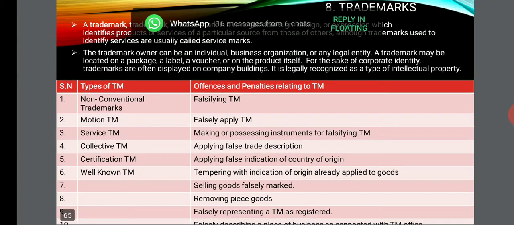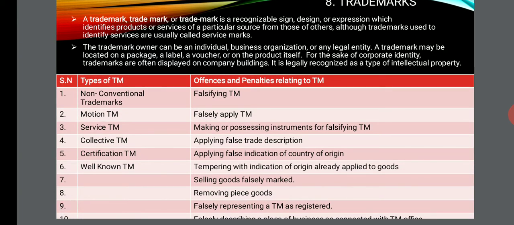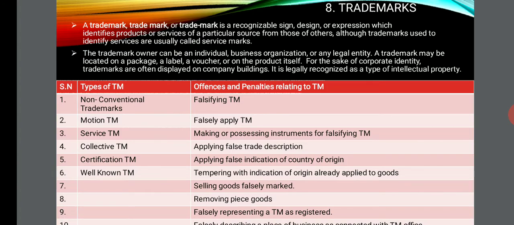Now, types of trademarks. Non-conventional trademarks. So these are modern trademarks where they have different kinds of logos. Motion trademark, moving kind of trademarks, and service trademarks. So these are trademarks related to services. Collective trademarks, these are when, for a group of products, you make one trademark. Certification trademarks, for example, ISO, etc. So these are certification trademarks.